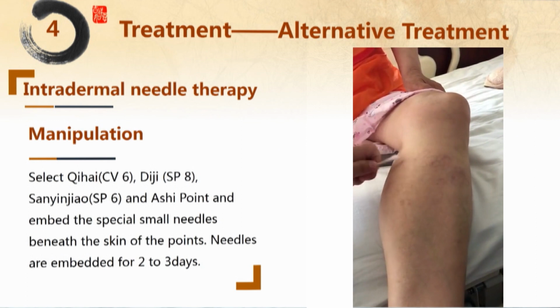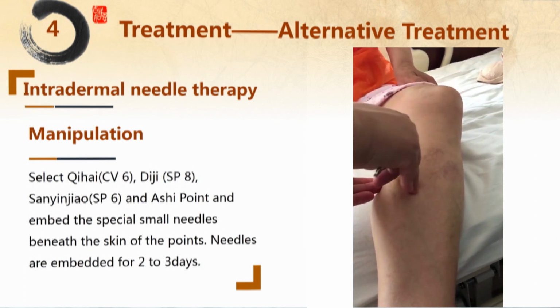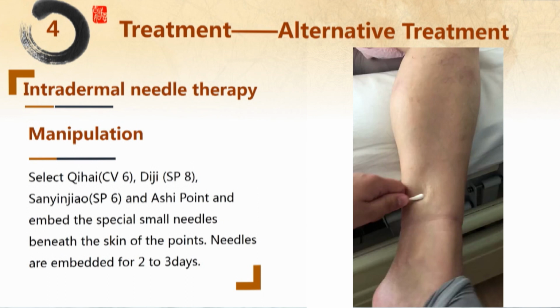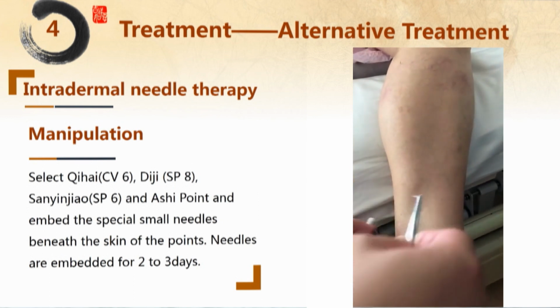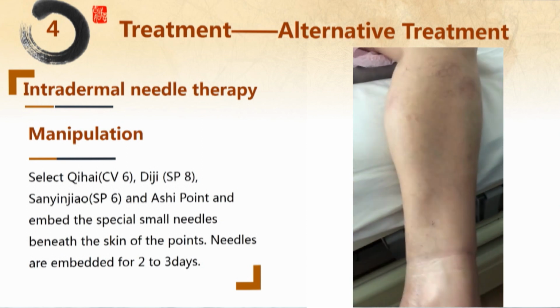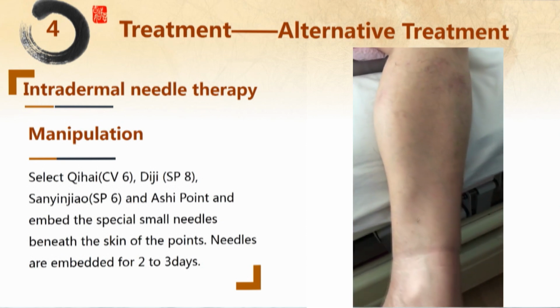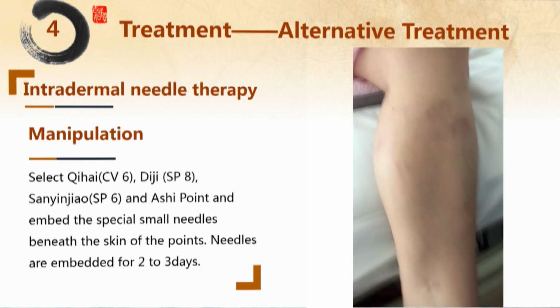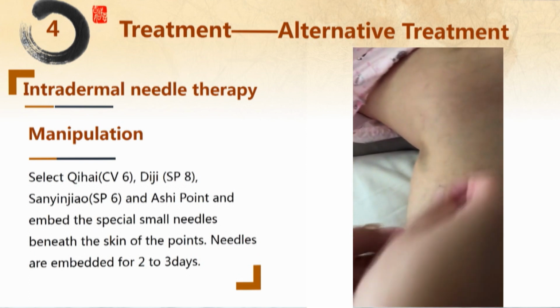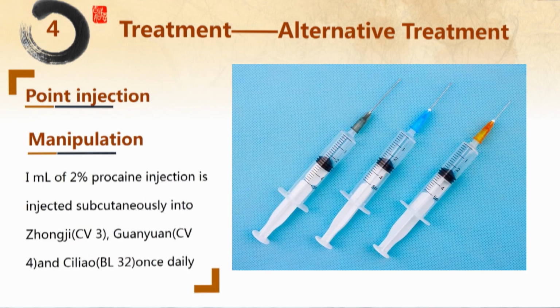Next one, intradermal needle therapy. Select 气海, 地机, 三阴交, and ashi points, and embed special small needles beneath the skin of the points. Needles are embedded for 2 to 3 days. The last alternative treatment is point injection. 1 milliliter of 2% procaine is injected subcutaneously into 中极, 关元, and 次髎 once daily.